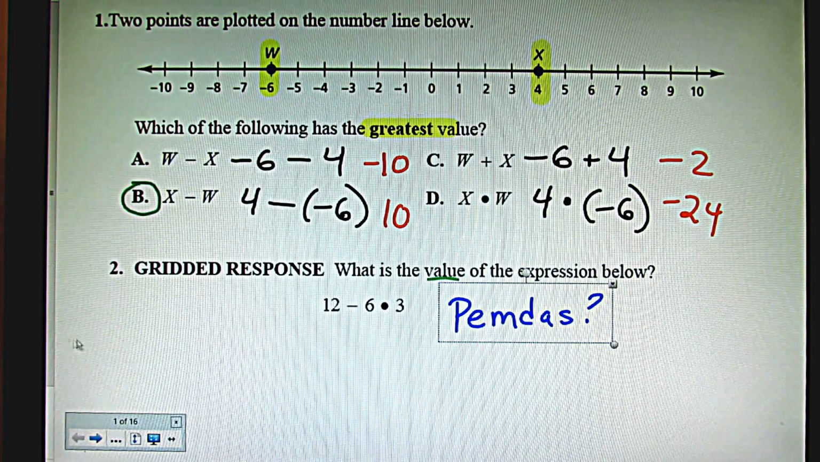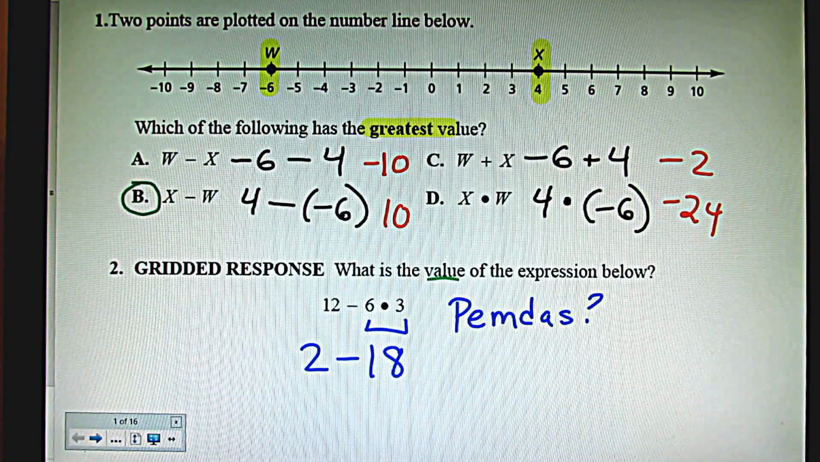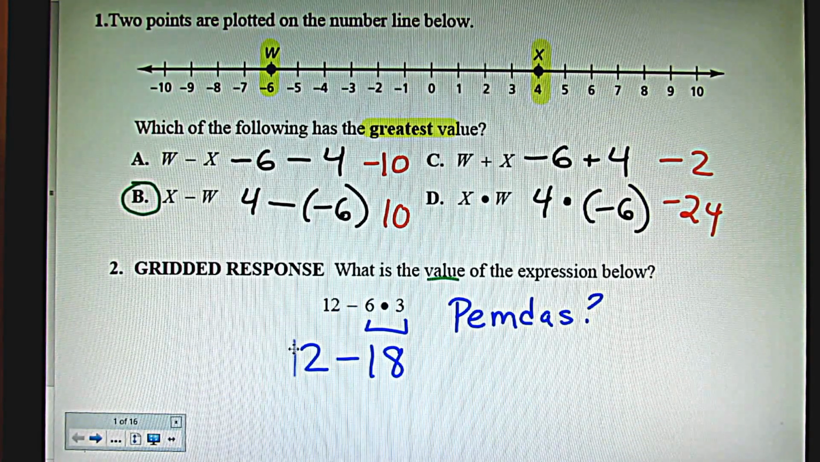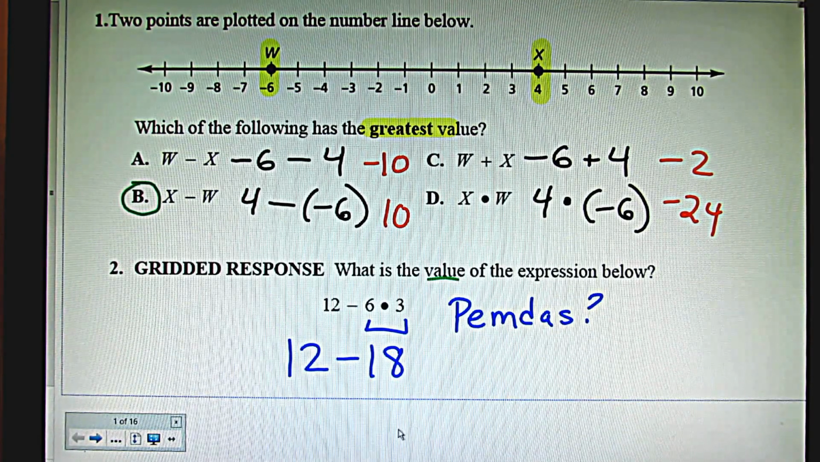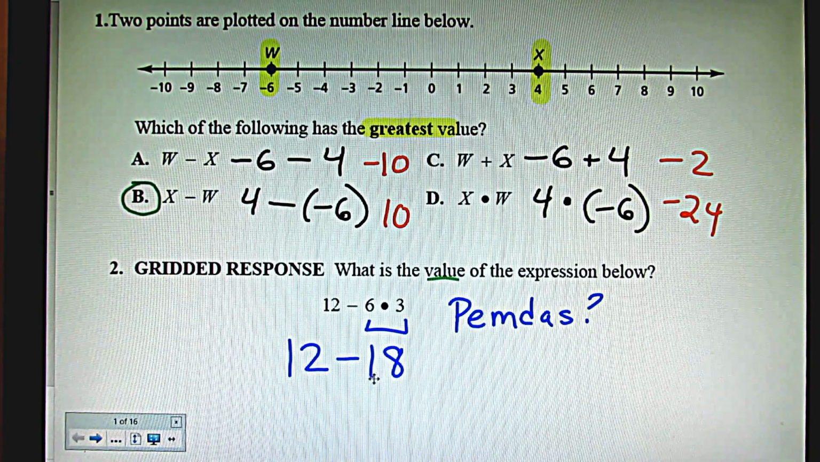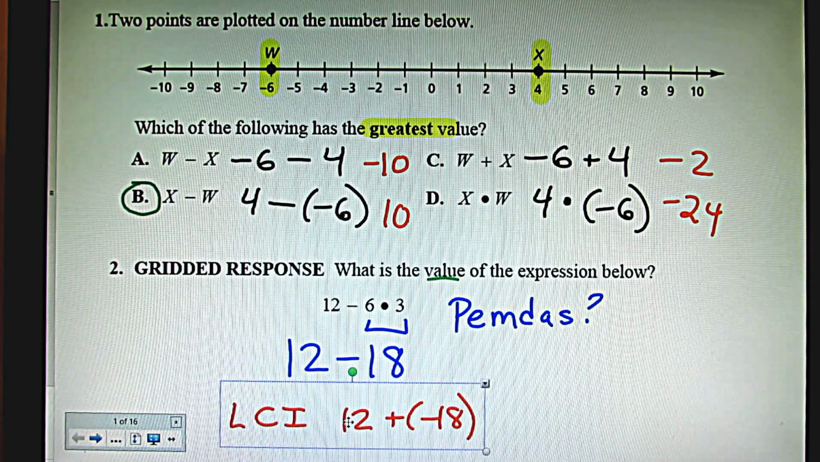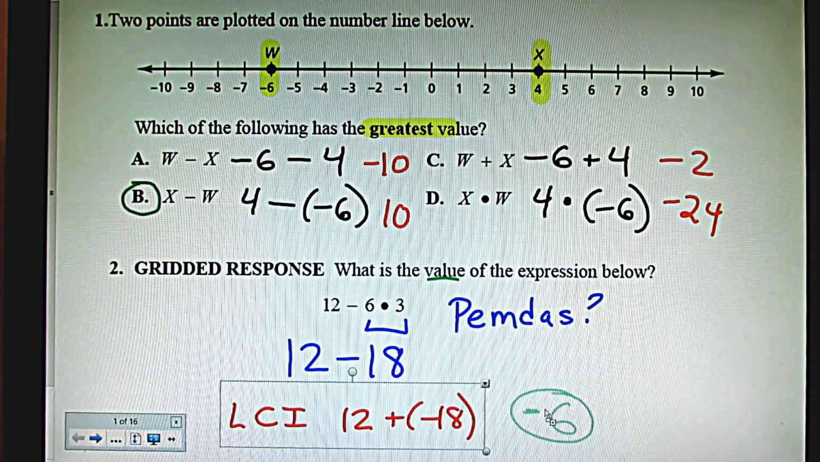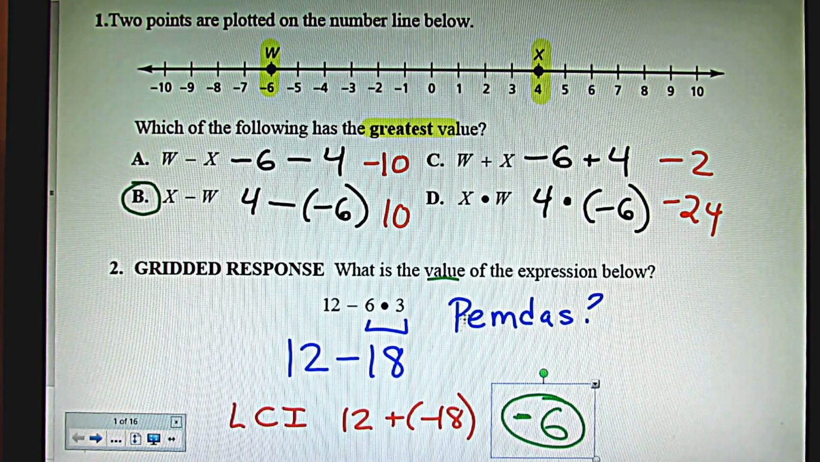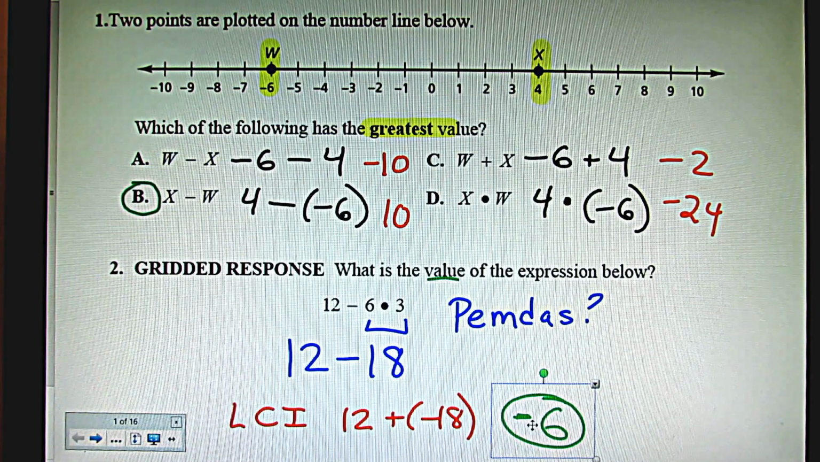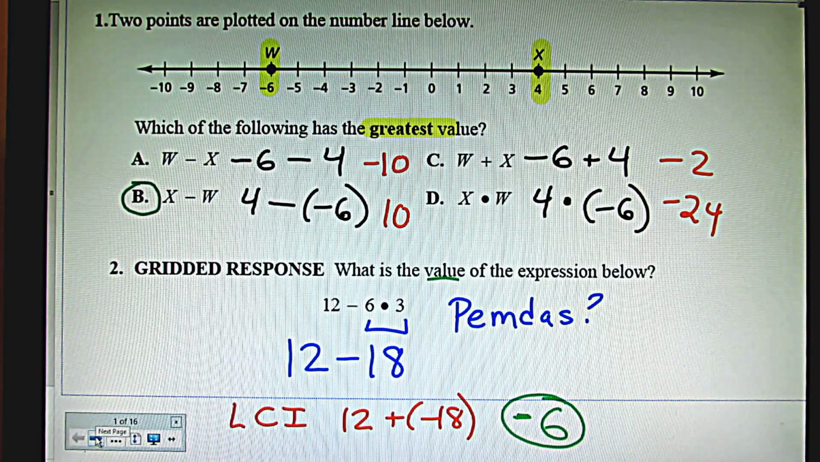So I'm going to do 6 times 3, and I'm going to get 18. Oh, forgot my 1. There we go. And now I'm going to rewrite it as 12 minus 18. Okay, well again, in my calculator, I can just do 12 minus 18. If I had to do it by hand, I'd have to use LCI. But my calculator will give me the answer automatically, and that's going to be -6. So the answer for number 2, the value of this expression is -6. So far, so good? Okay, moving on.